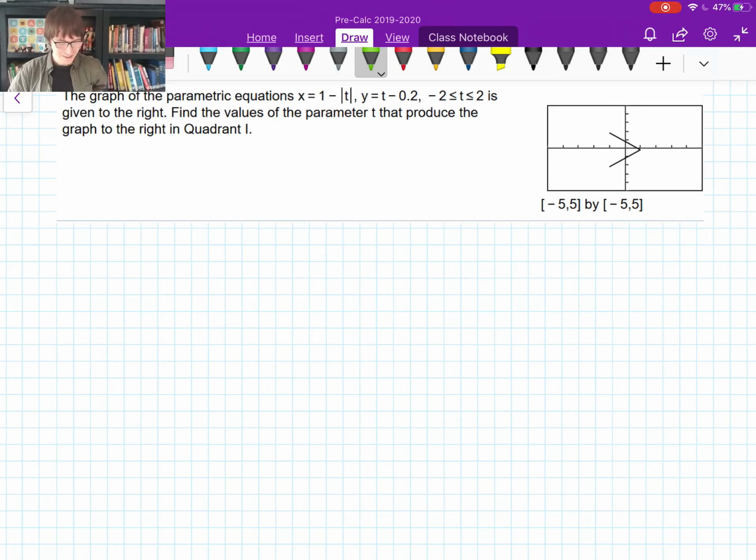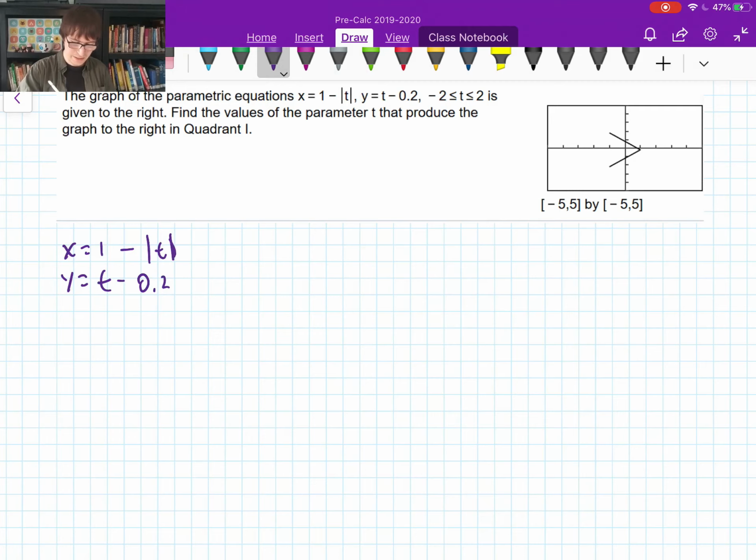So the graph of the parametric equations, the first one is x equals 1 minus the absolute value of t, and y equals t minus 0.2. And it's from -2 to 2, so -2 is less than or equal to t, which is less than or equal to 2. That graph is given to the right. That's what the graph looks like.